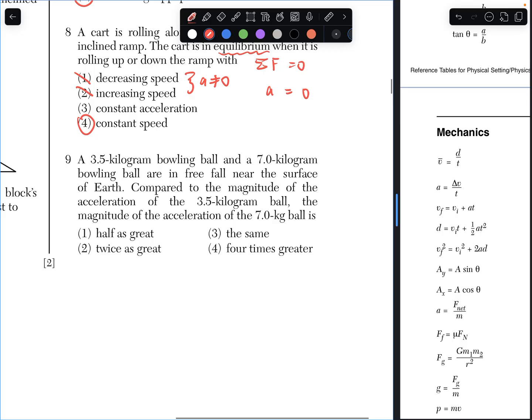The answer is 4. A 3-kilogram bowling ball and a 7-kilogram bowling ball are in free fall near the surface of Earth. Compared to the magnitude of the acceleration of the 3-kilogram ball, the magnitude of the acceleration of the 7-kilogram ball is? For these types of questions, we're neglecting air friction and stuff like that. So the acceleration is going to be the same. It's going to be negative g, g pointed downwards, which is 9.81 meters per second squared pointed downwards. And that's going to be the same for all objects, regardless of their mass. The mass is independent.